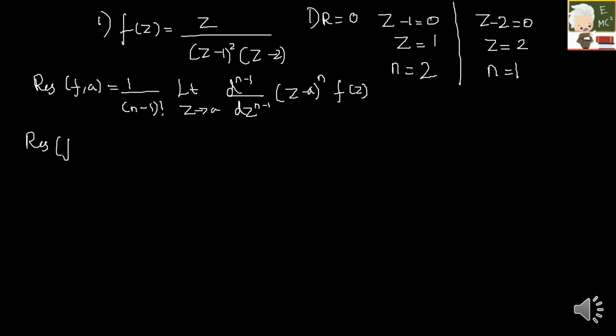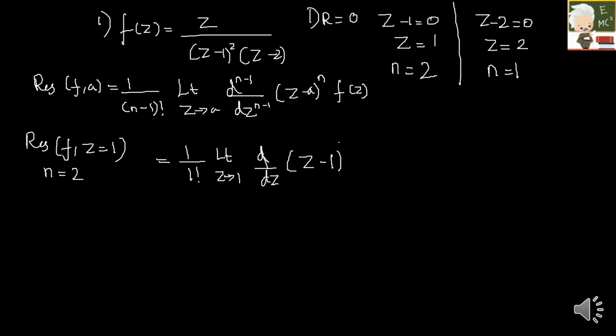So residue of f comma a, here a is z is equal to 1, let me take the first one. Here your pole of order was n is equal to 2. So what will be your formula? It will be 1 by 1 factorial, limit z tends to 1, d by dz of (z minus 1) the whole power 2 into f of z. What is your f of z? It is nothing but z by (z minus 1) the whole square into (z minus 2).